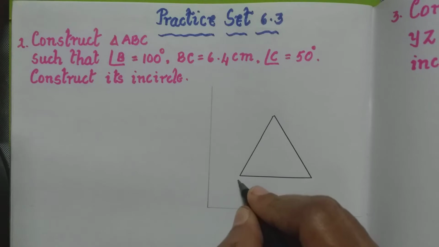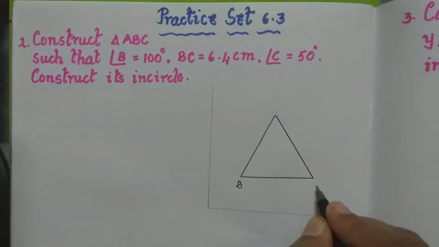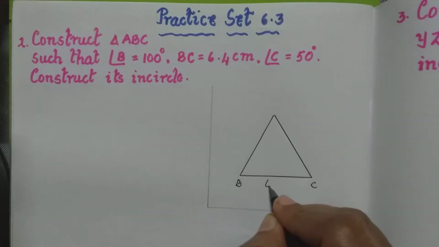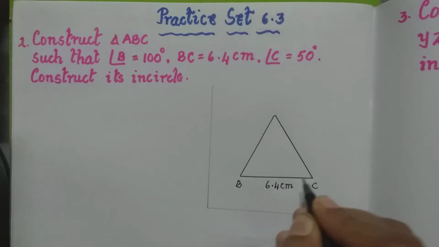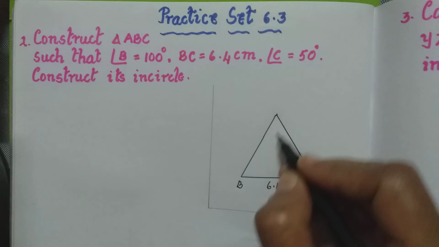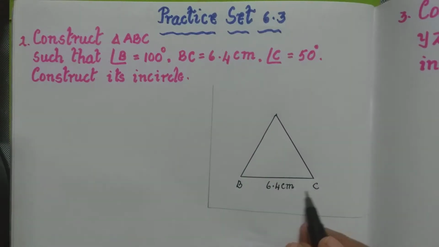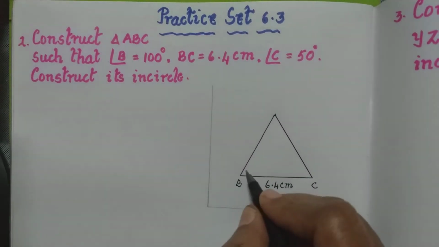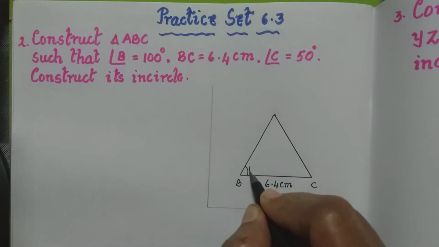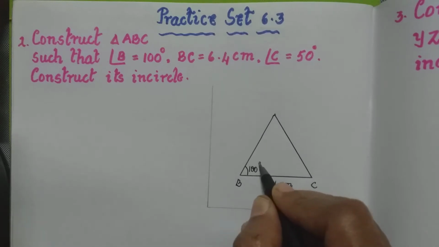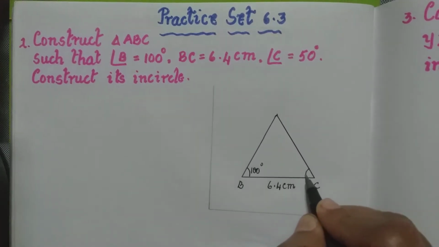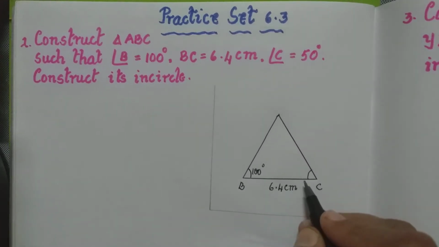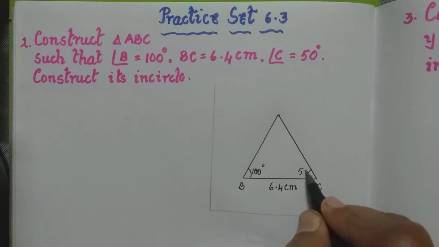So I mark this base here, BC, as 6.4 centimeter. Now the angles of this base, that is angle B and angle C, are given. Angle B is 100 degrees, so I mark here as 100 degrees. Angle C is 50 degrees, so I mark here angle C is 50 degrees.